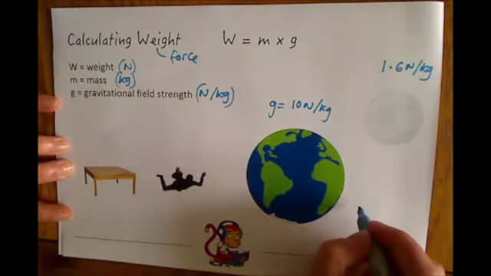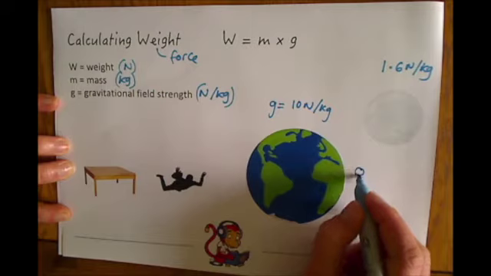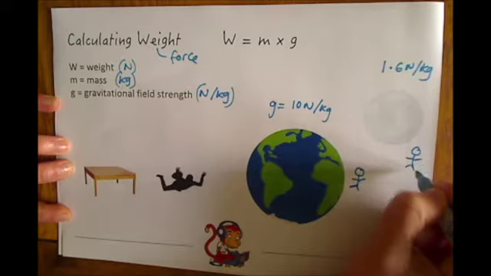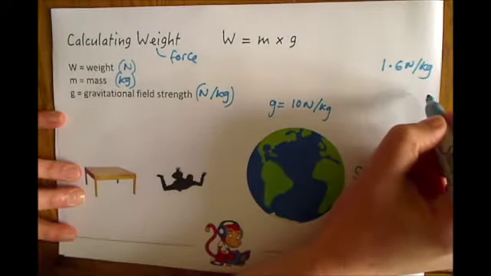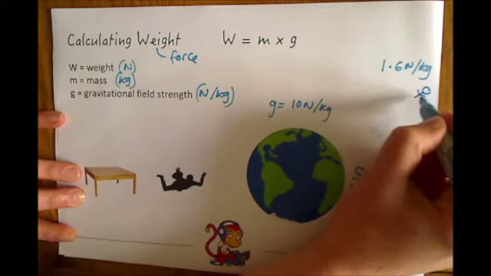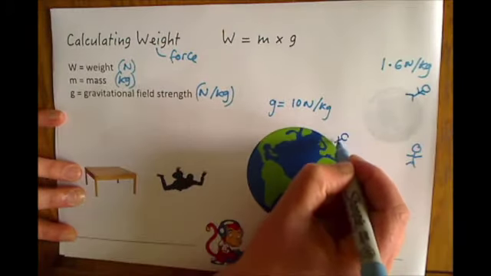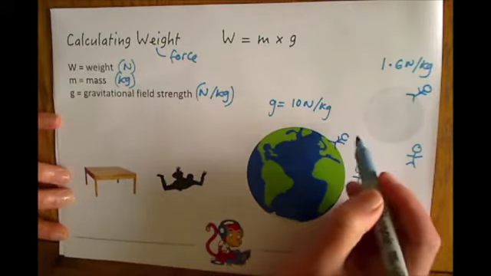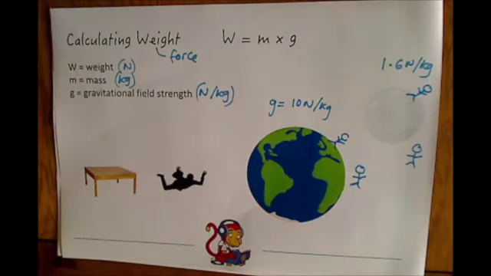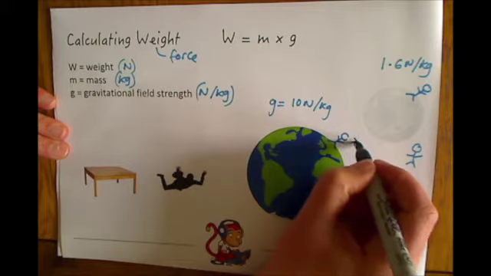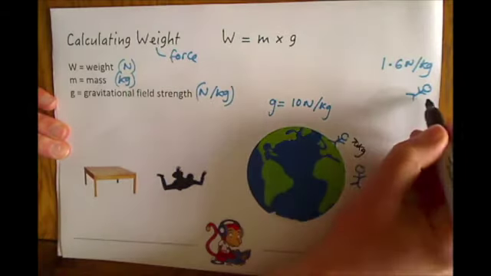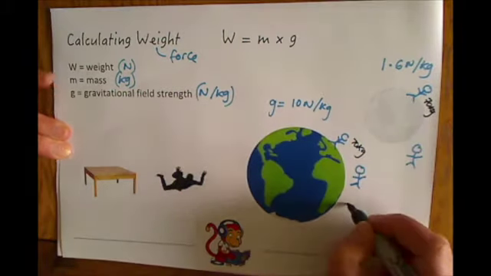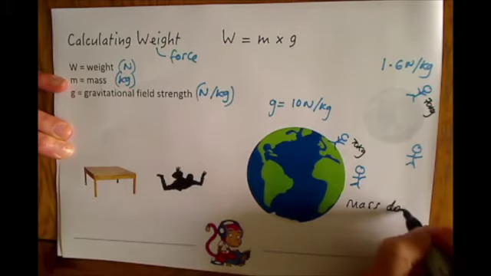So if I had a man on Earth versus a man on the Moon, I suppose if we actually draw it on the object it might help. So we've got a man on the Moon and a man standing on the Earth. If it was the same man, the mass would stay exactly the same. So if this man had a mass of 70 kilograms on Earth, he would also have a mass of 70 kilograms on the Moon. The mass does not change.